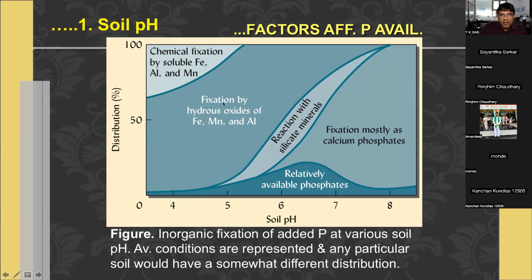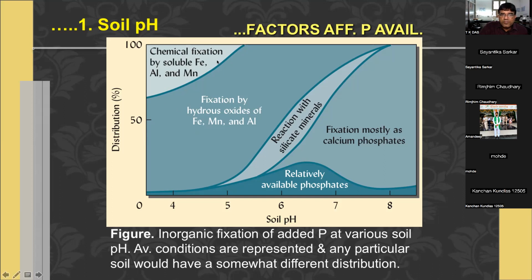Now you see at pH around 0 to 5, you get chemical fixation by soluble iron, aluminum, and manganese. So this is the proportion of the phosphorus. If you have very acidic pH, this may be around, say, 30% of total phosphorus, or maybe 25%, whatever, fixed by chemical fixation in the form of soluble iron phosphorus, and then the proportion decreases. When you move beyond pH 5, there will not be any fixation by iron, aluminum, and manganese as their phosphates. Then comes fixation by hydrous oxides.